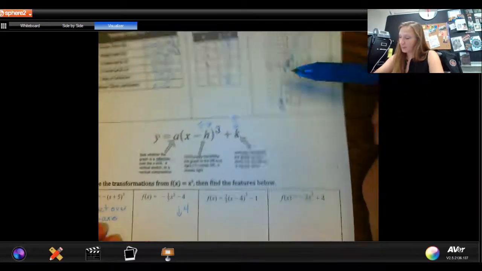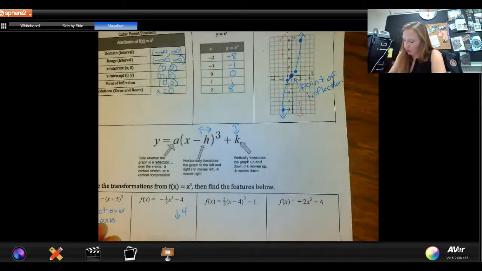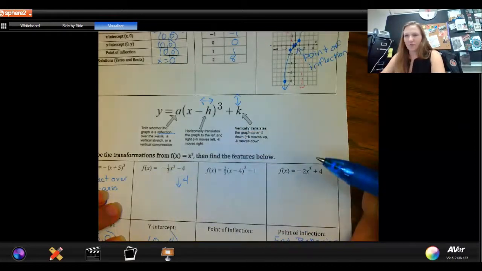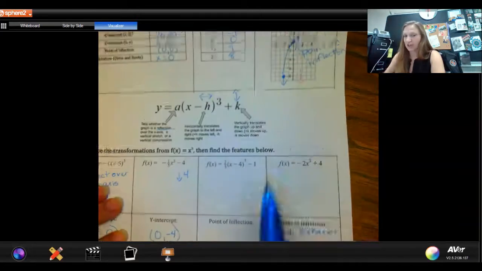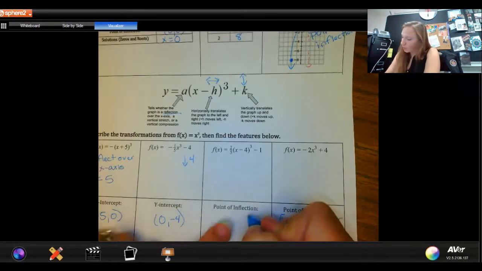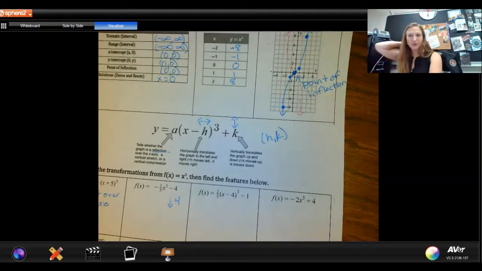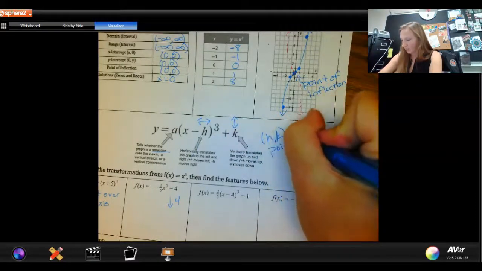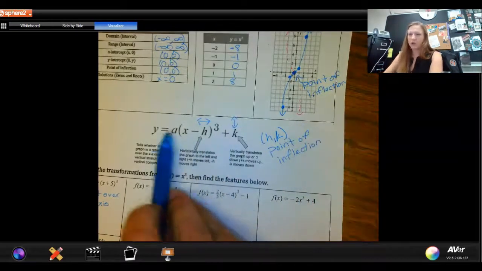So if I shift my parent function down 4, that's going to change my y-intercept to be down here at -4. Remember, a compression and a reflection and a vertical compression will not change the intercept because it's not shifting that around. All right, the point of inflection is always going to be h and k. Just like it was the vertex for absolute value and quadratic functions, h and k will always tell us where the point of inflection is if my equation is in this vertex kind of form.